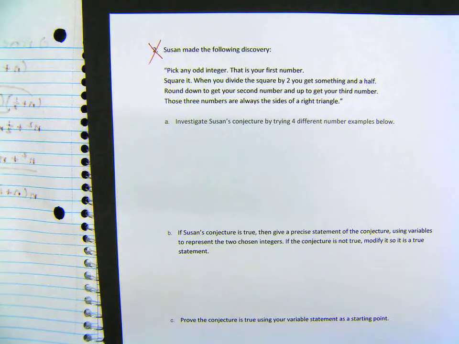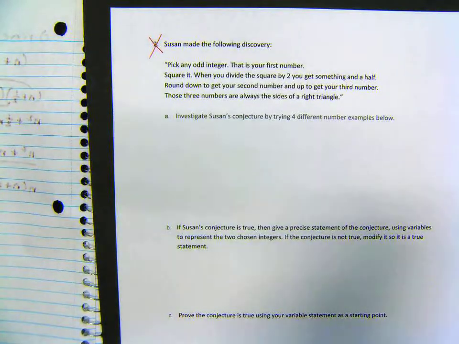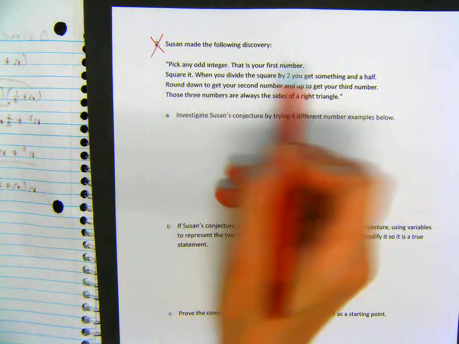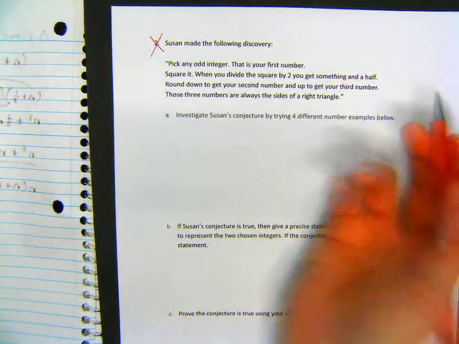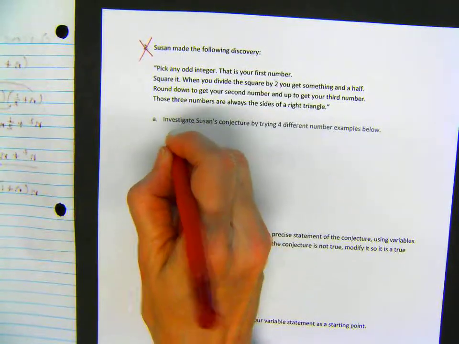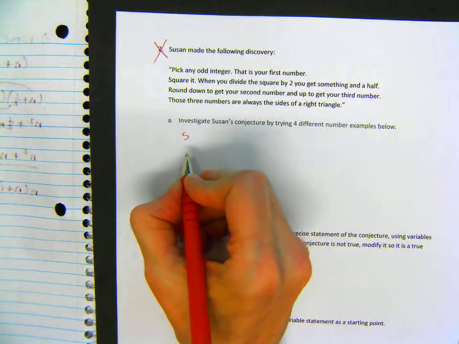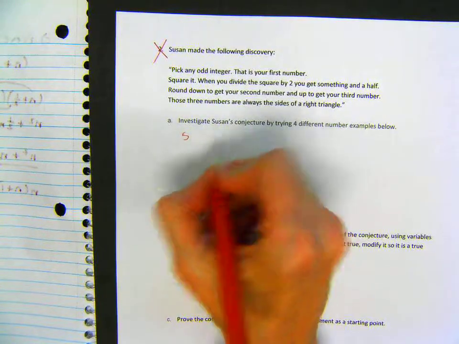And so it says pick any odd integer. This is your first number. So they're going to pick an odd integer. For an example problem right here, I'll pick 5. Square it. Okay, so then I would have 5 squared is 25.